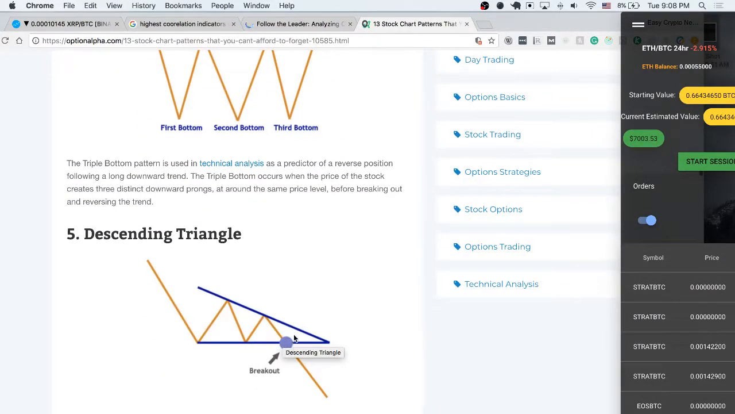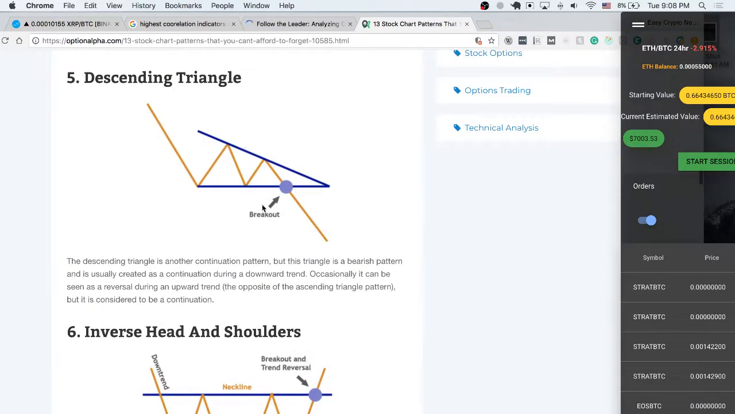Yeah, so this is a bearish breakout. So you could short this stock if you wanted to. Yeah, but I only really do longs. Cool. Yeah, this is a bearish breakout.